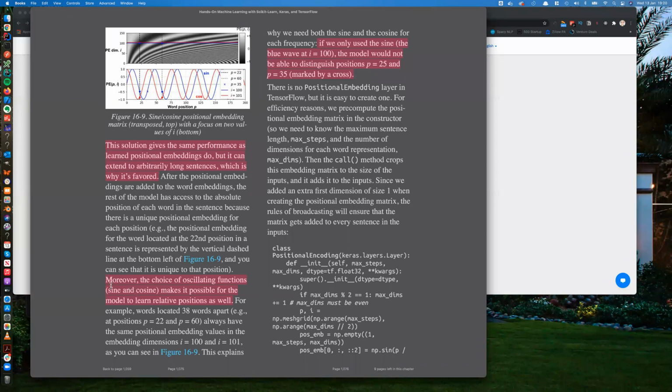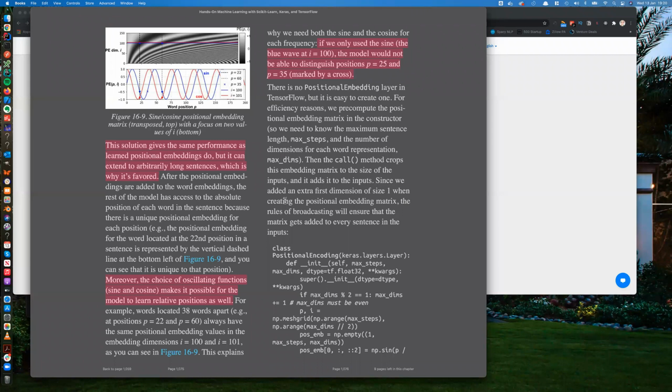And then there's a comment here which says, moreover, the choice of oscillating function, sine and cosine, makes it possible for the model to learn relative positions as well. For example, words located 38 words apart, for example, positions 20 to 60, always have the same positional embedding values in the embedding dimensions 100 and 101, as you can see in figure 16.9.